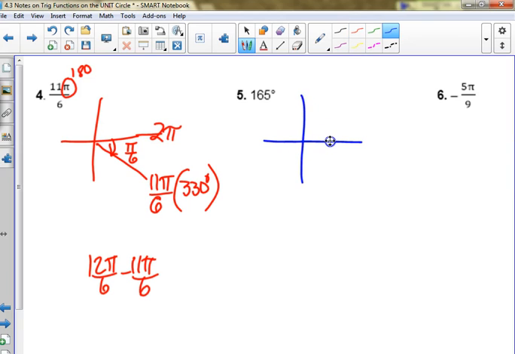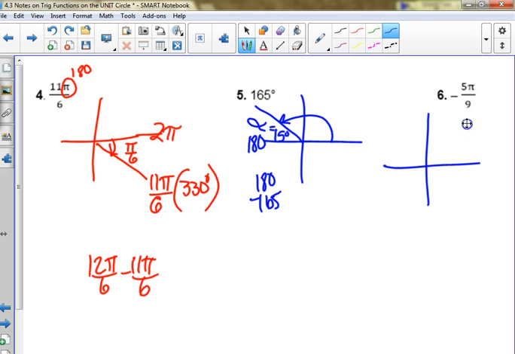What quadrant are we stopping in? 2, because this is 180. And then the reference angle is this angle here, which is the difference between 180 and 165, which is 15. Okay, negative 5 pi over 9. I think I have to change that to degrees. Okay, pi is 180. So 180 divided by 9 is 20, times 5 is negative 100 degrees.